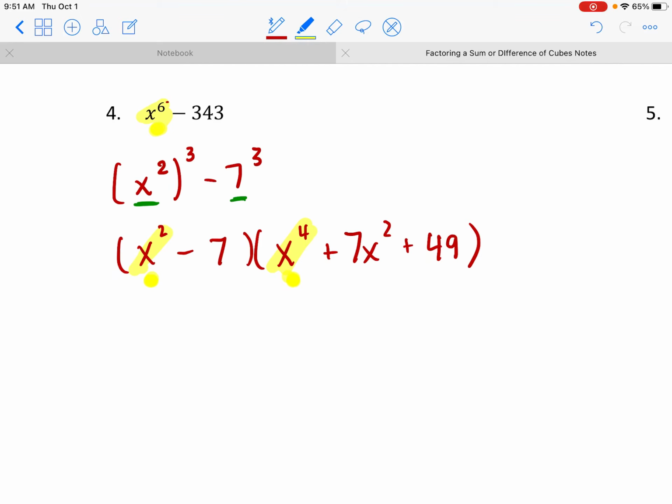So the 2 and the 4 take us back to the 6, right? Similarly, the 343 in the end here came from our two end terms. So if I have 7 going here, I have to have 49 going here to go back to the 343.